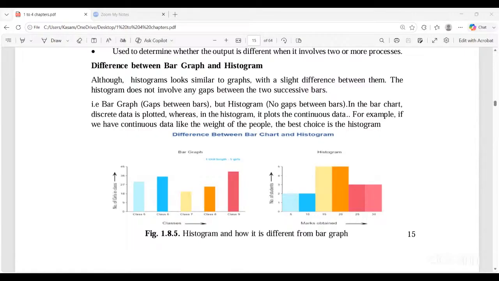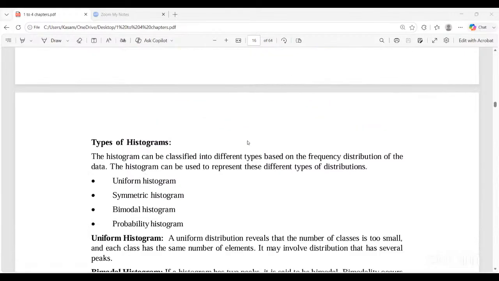బార్ గ్రాఫ్ లో ఏం చేశాడు? క్లాస్ 5, క్లాస్ 6, క్లాస్ 7, క్లాస్ 8, క్లాస్ 9 సపరేట్ గా తీసుకున్నాడు. ఇక్కడ అన్ని కలిసిపోయాయి, అవునా? Yes. That is a difference between bar and histogram.